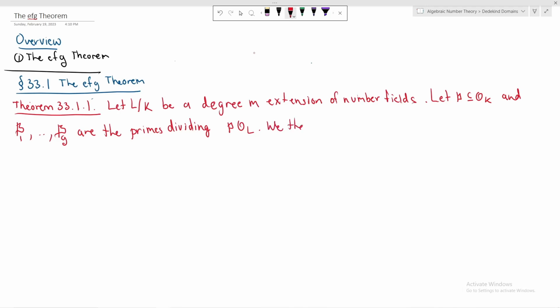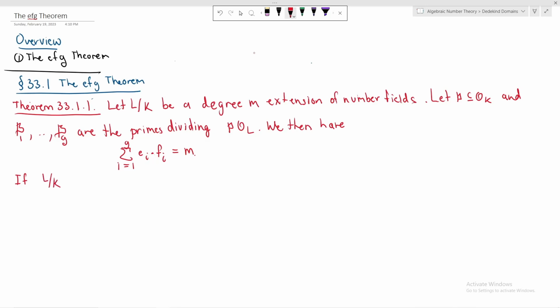So the theorem says, in the most general setting, that the sum of the ramification degrees times the residue degrees equals the degree of our number field. And here the E sub I is the ramification degree of big P sub I over little p, and F sub I is the residue degree.